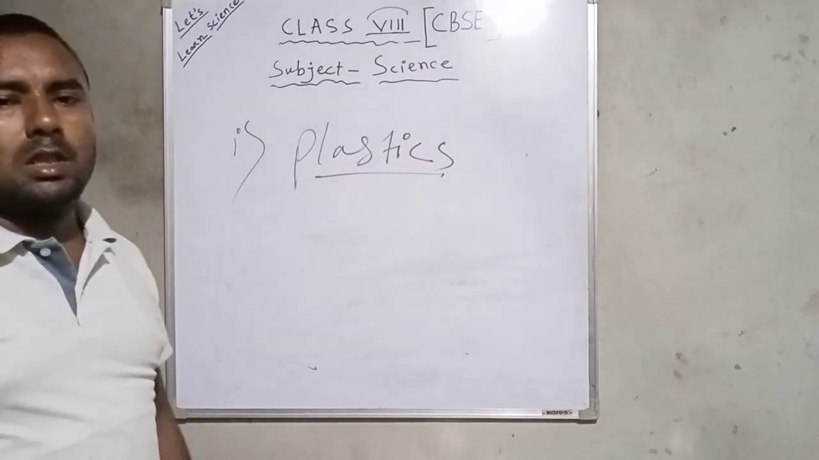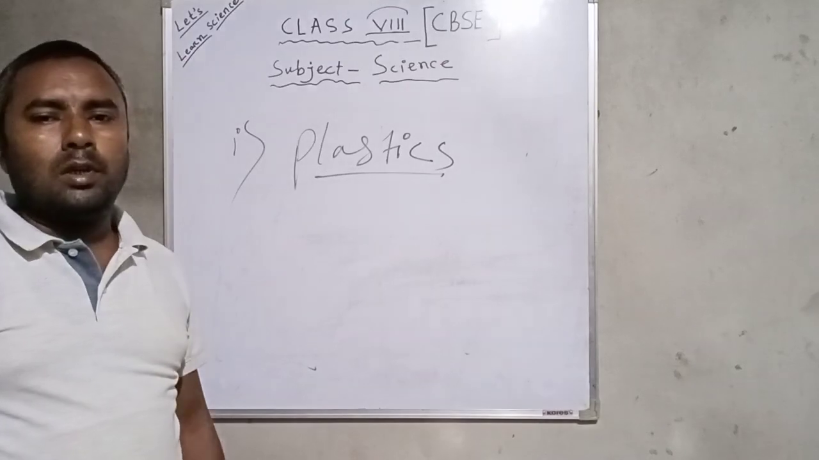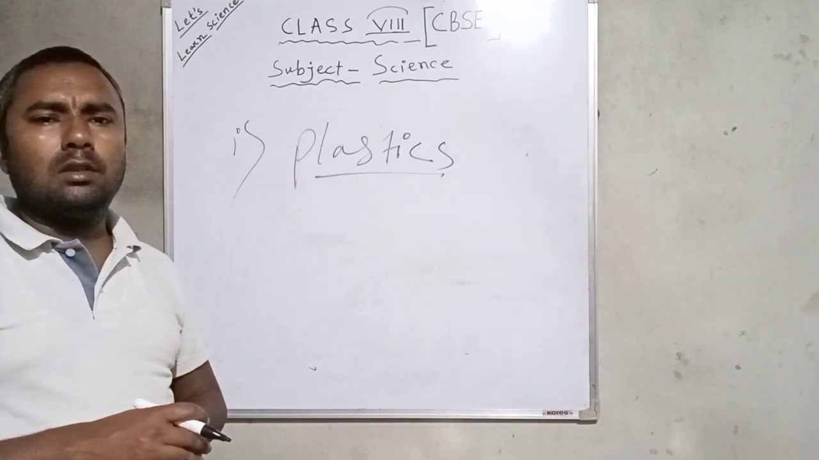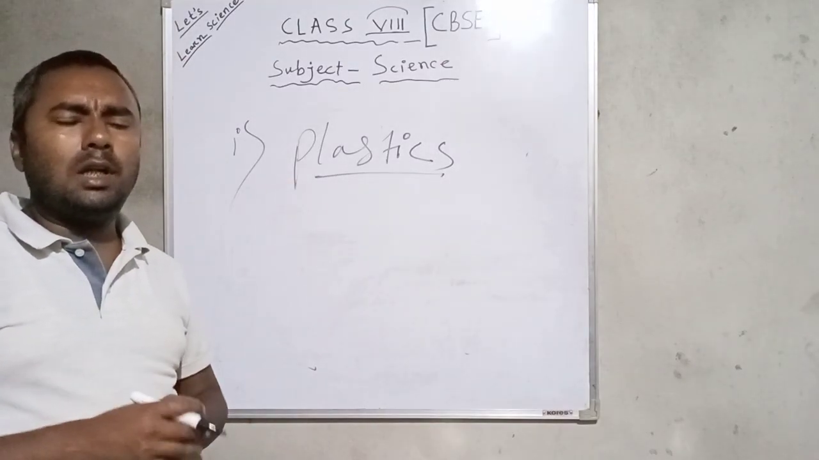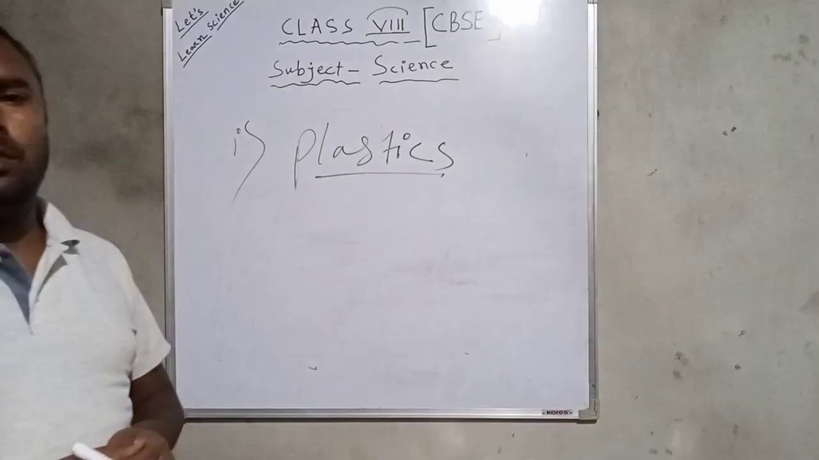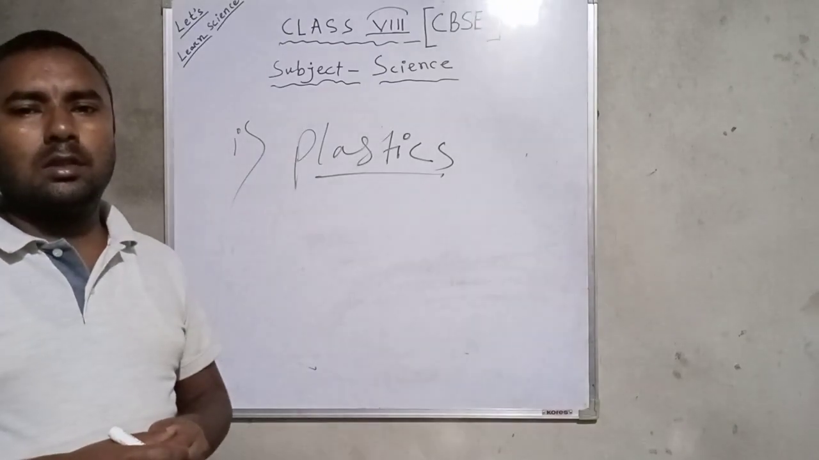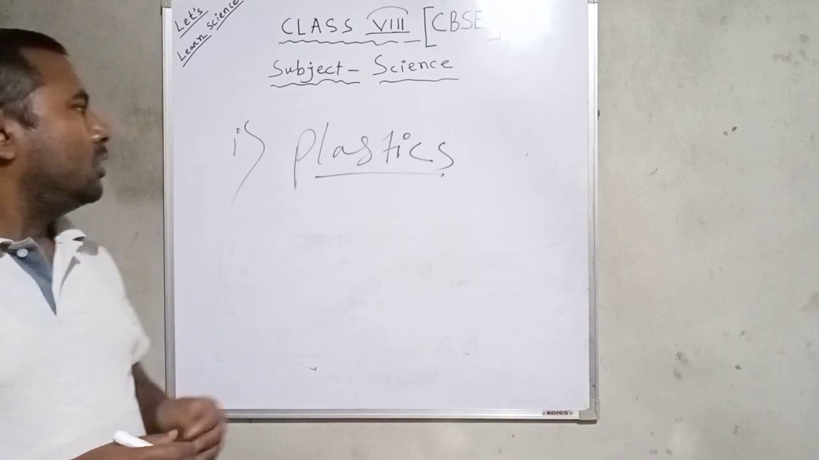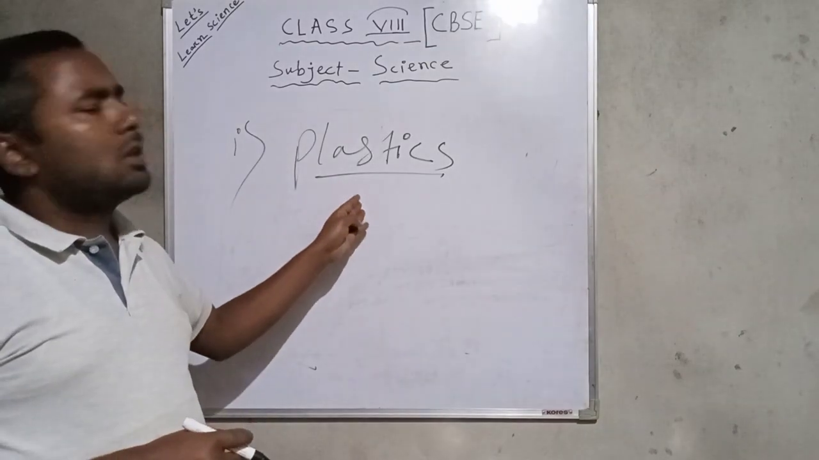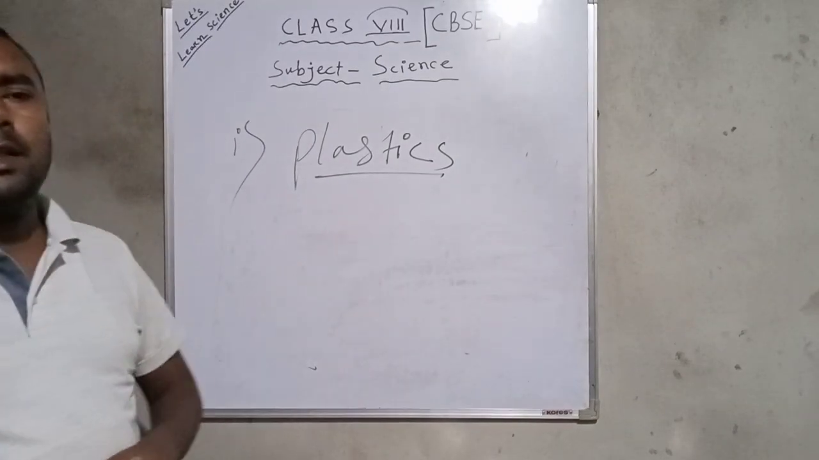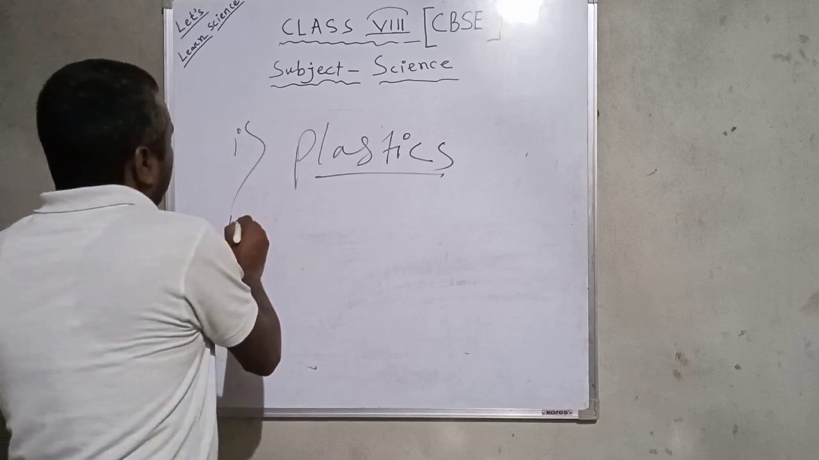What is plastics? Everywhere we are using plastic. In our day-to-day life, in every aspect of our life, we are using plastics. So what is this made of, and what are its types? After that we will see the types of plastics.